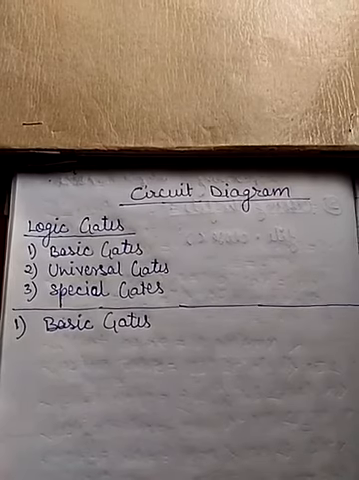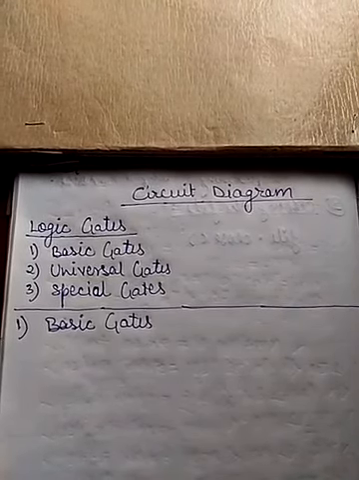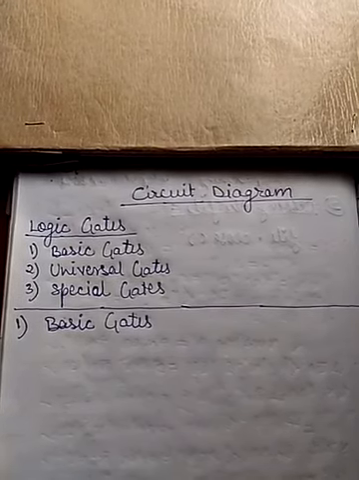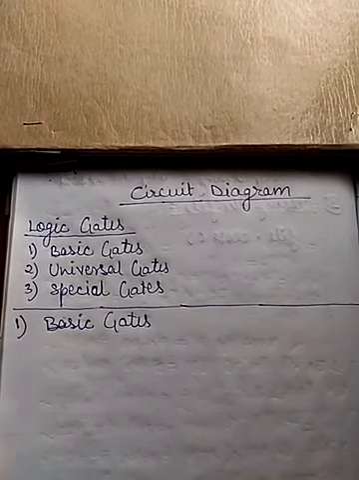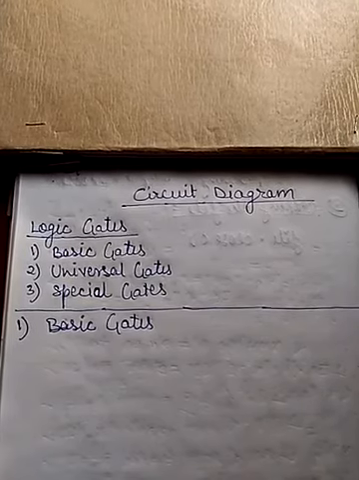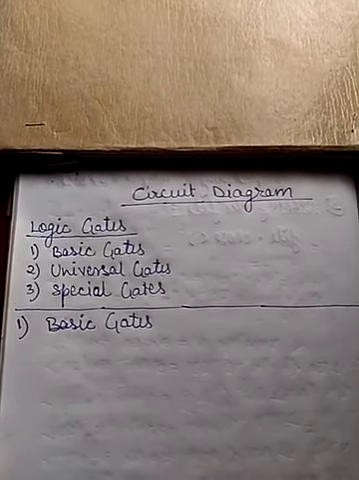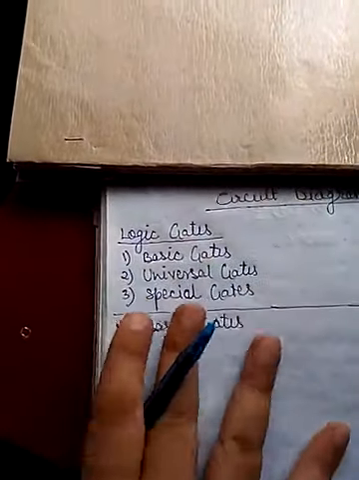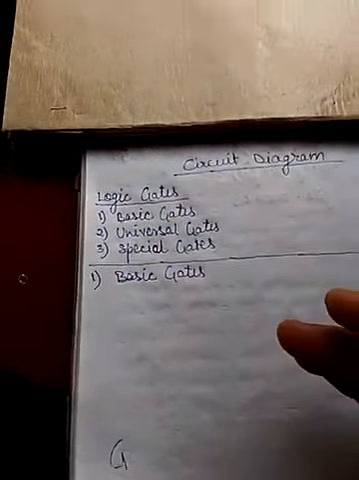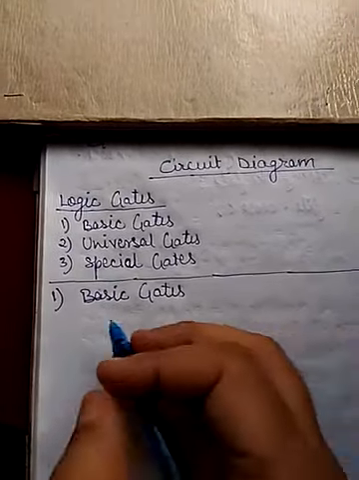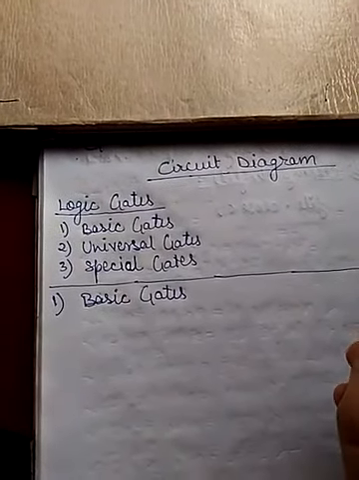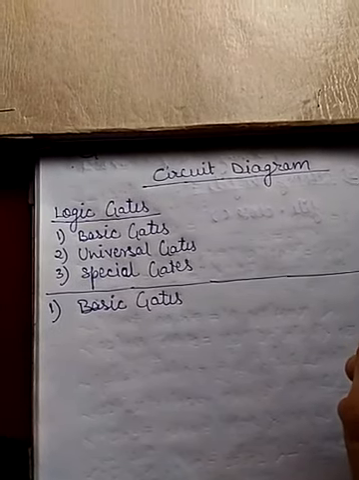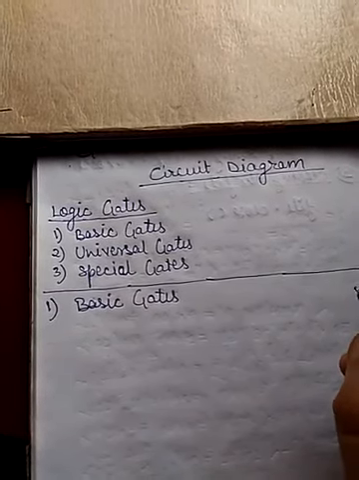There are three types of logic gates: basic gates, universal gates, and special gates. In this video we will learn only the basic gates. The other gates we will learn in the coming videos. Basic gates. What are gates? Gates are the transistors which help in the development of integrated circuits.